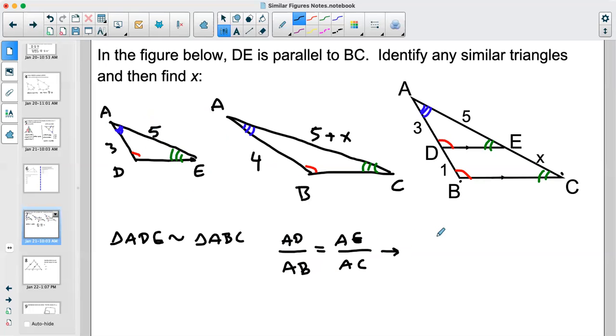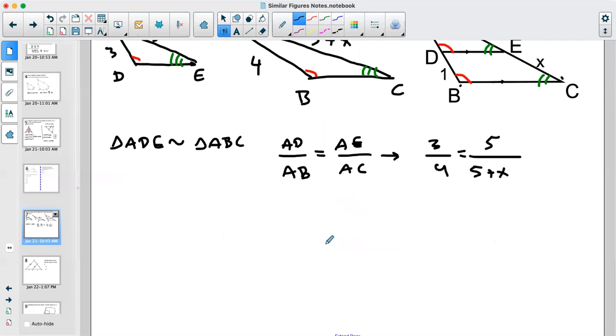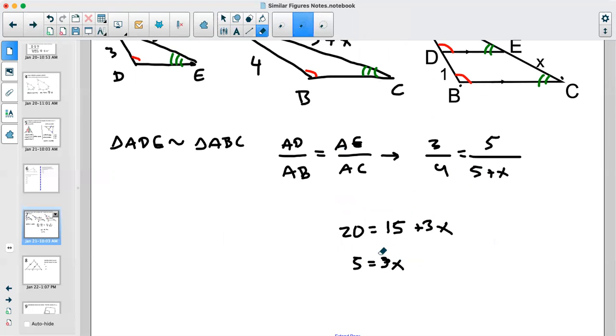AD is 3, AB is 4, AE is 5, and AC is 5 plus X. Now I can do a little math here. Some people would say cross multiply. 4 times 5 is 20. 3 times 5 plus X is 15 plus 3X. So 5 equals 3X, which means X equals 5 over 3.